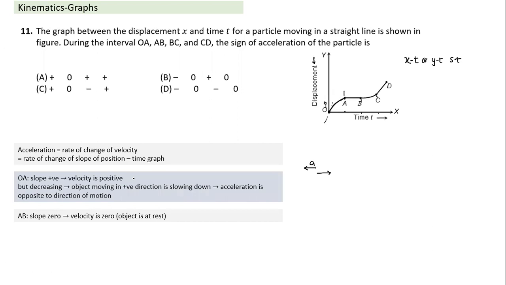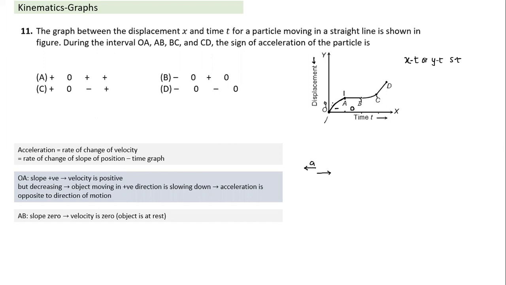Then we come to A to B part. A to B part, how do we define in terms of slope? All part I'm defining in terms of slope, because slope, instantaneous slope, means velocity. Here slope is 0, it means velocity is 0. Between A to B, particle is at rest. No acceleration, acceleration is 0. First part, negative acceleration. This part, 0 acceleration.